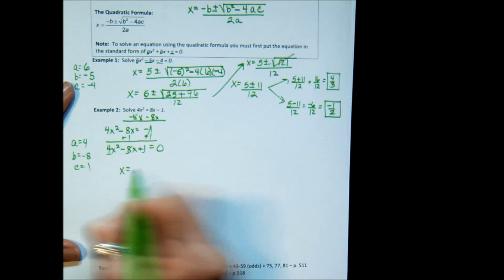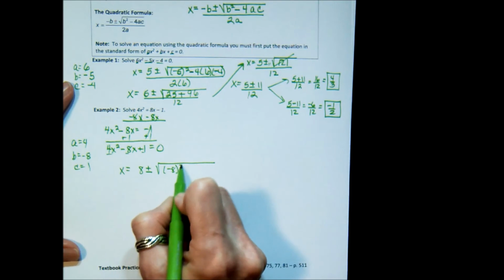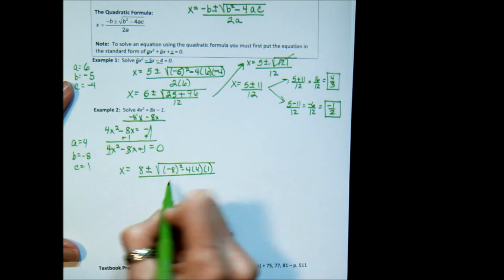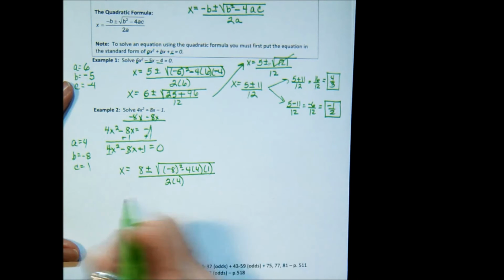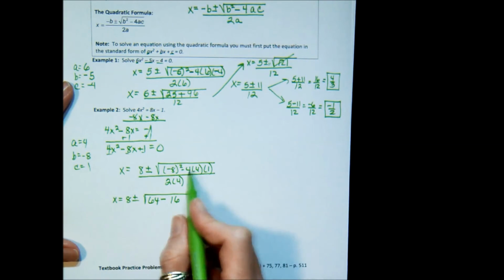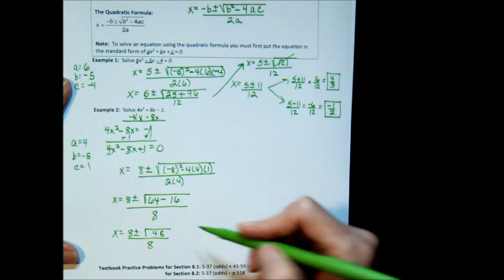So x equals the opposite of b plus or minus the square root of b squared minus 4ac all over 2a. X equals 8 plus or minus the square root of 64. This is going to be minus 16, 4 times 4, all over 8. X equals 8 plus or minus the square root of 48 over 8. Don't even think about cross-canceling those 8's yet. You can't do that until this is simplified. Remember, there are 3 terms here.